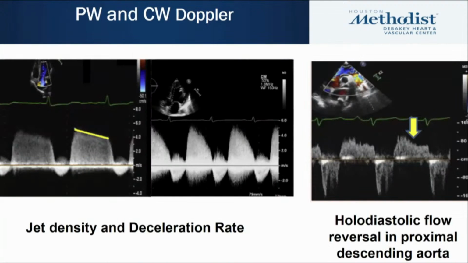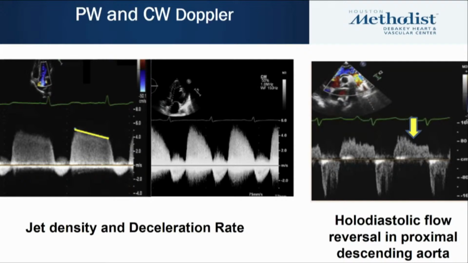Pulse wave and continuous wave Doppler parameters include jet density and deceleration time. So you look at the regurgitant jet and compare it to your forward flow right here in systole. And if it's dense, like in this case, that tells you that the severity of the lesion is more than mild. You can also look at this deceleration rate. If you have a short half time, that usually indicates a more severe lesion, but beware that this can be affected by high LVEDPs as well.